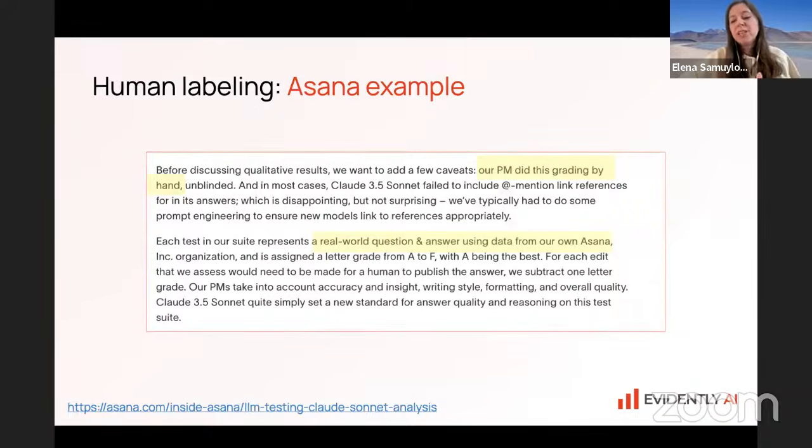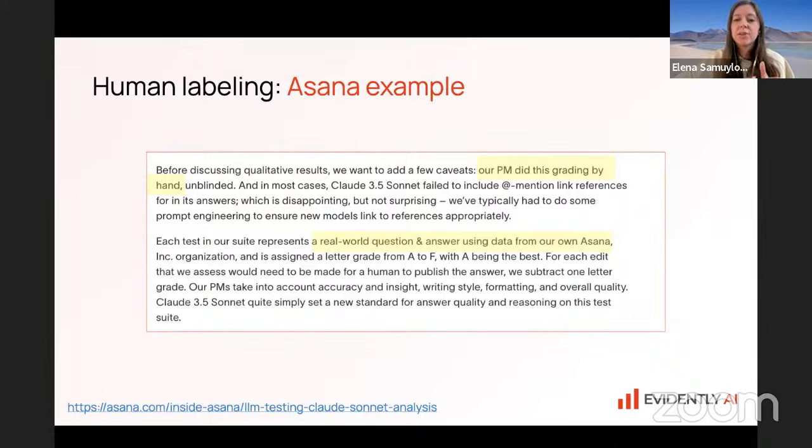So, but to say about human labeling, it's not as impossible. Here is an example from Asana, from one of their blogs. They explain how they're testing different LLMs to power their features. So Asana is a product management software, and they have some sort of question answering system that they implemented within their product powered by LLMs.